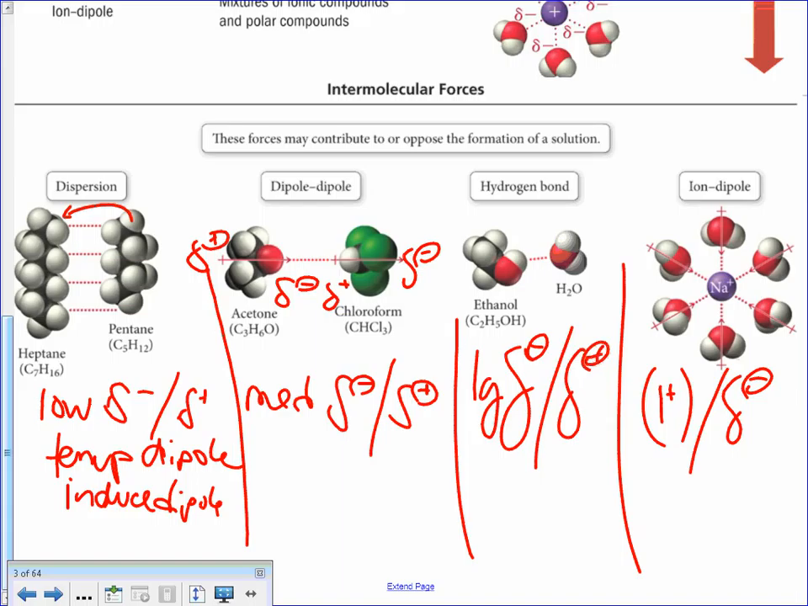And whenever you have a stronger force of attraction interacting, that is actually very, very stabilizing. So if you stabilize it, it's more likely to occur because it's thermodynamically favorable.